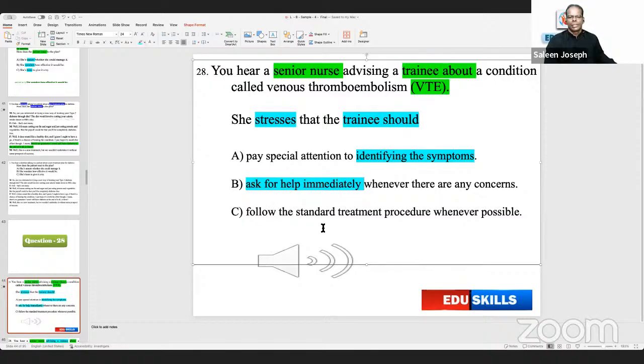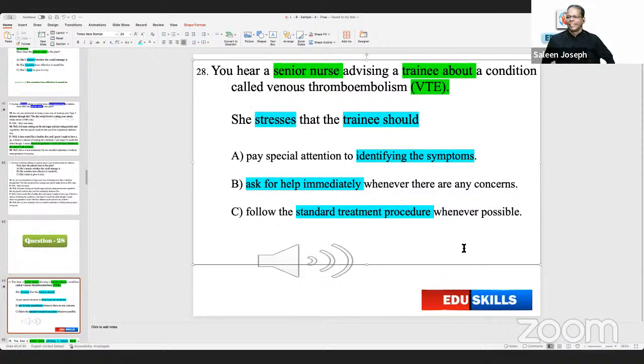Both are okay. Follow the standard treatment procedure. Whenever possible, as per your medical knowledge, a senior nurse will tell you to follow the standard nursing procedure whenever possible. Otherwise, don't do it, do whatever you want? Okay? A senior nurse will tell you there is a nursing procedure, right?